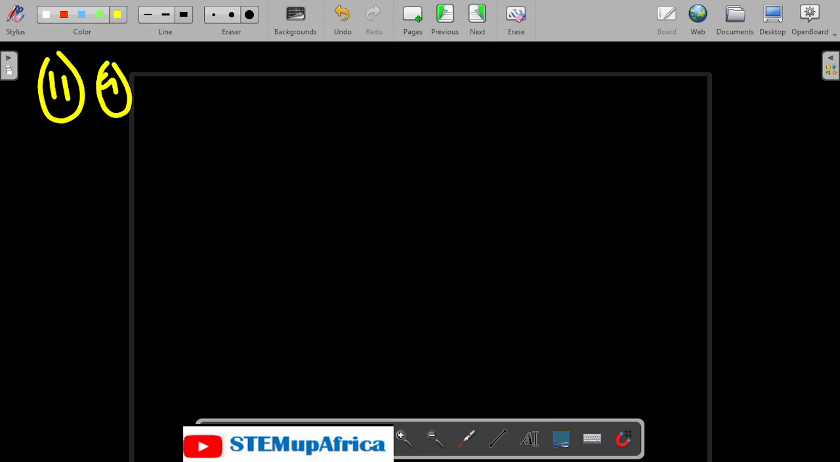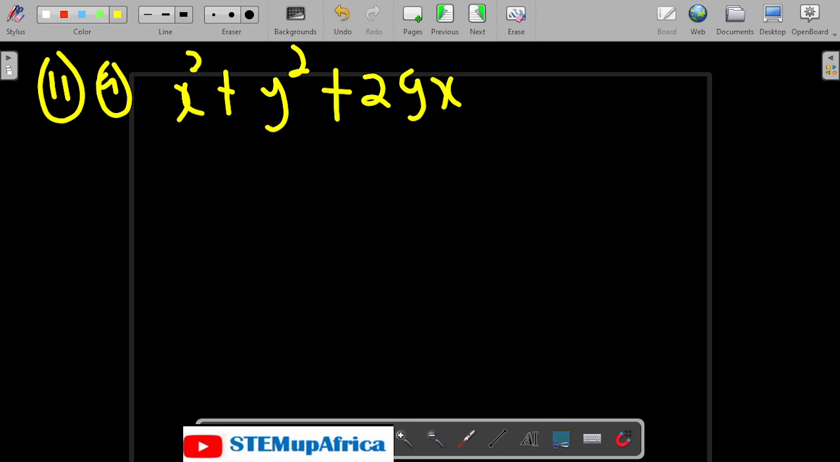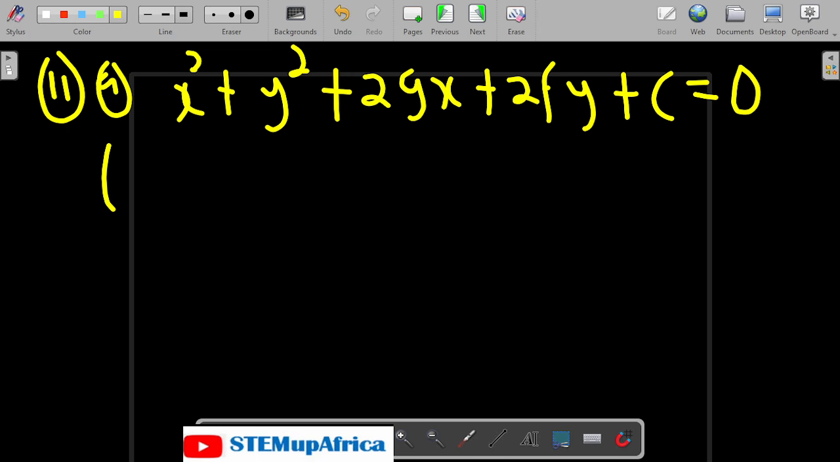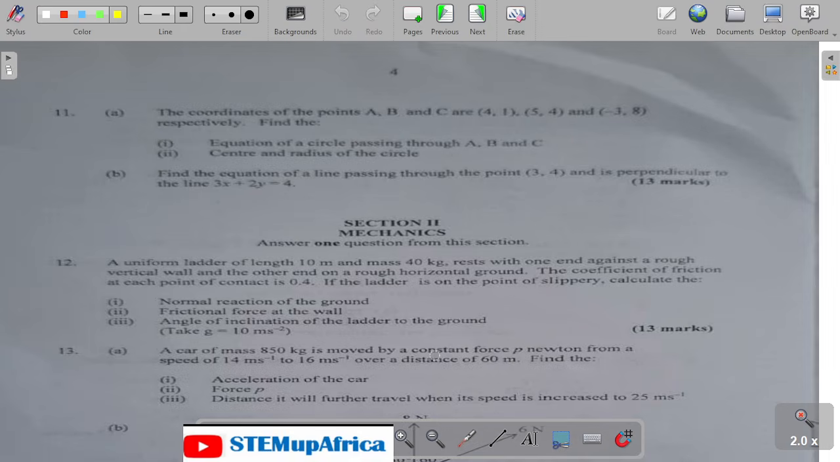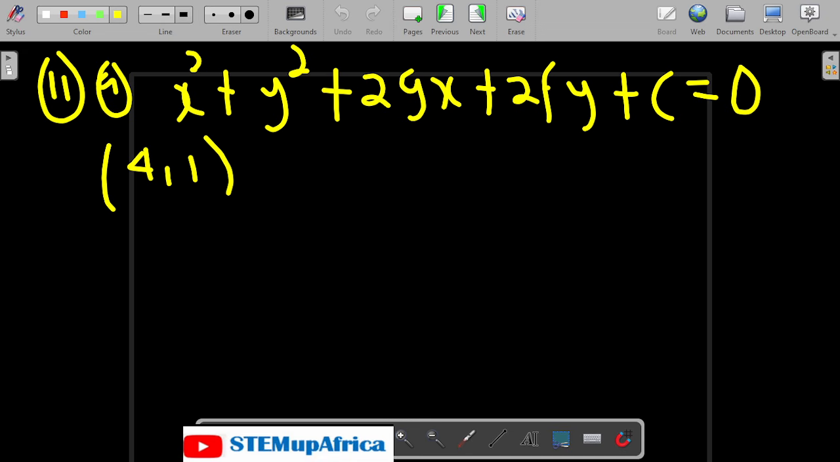Equation of circle is x squared plus y squared plus 2gx plus 2fy plus c is equals to 0. The first part given to us is (4, 1). That's the first coordinate, (4, 1). So meaning x is 4, y is 1.